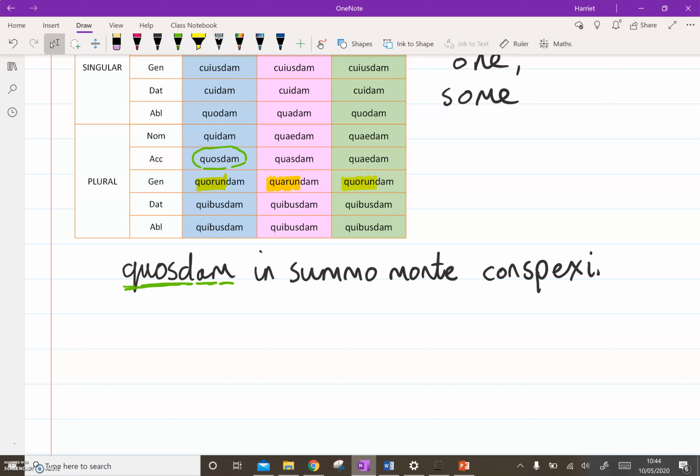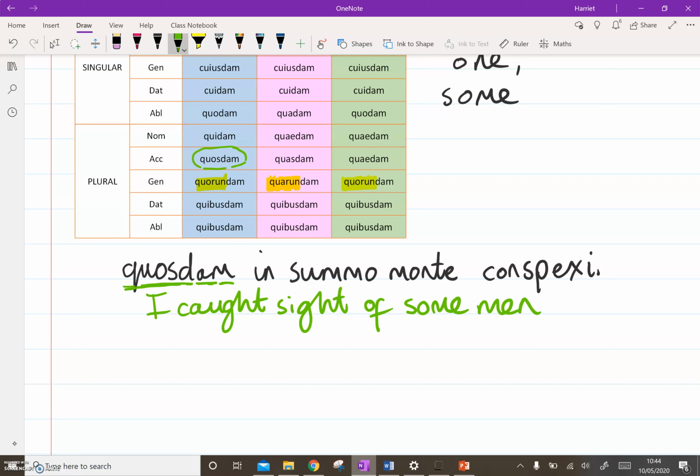So conspexi is I caught sight of quosdam, some men, on the top of the mountain. Okay, let's look at another one.